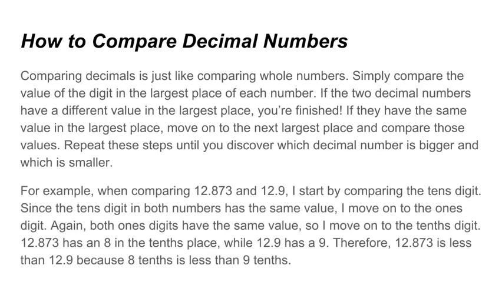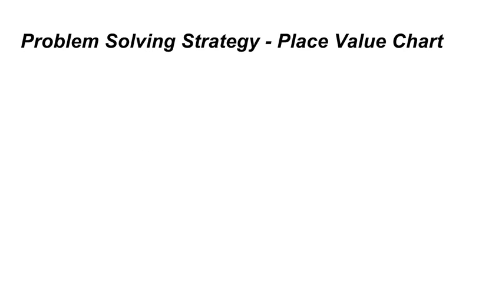For example, when comparing 12 and 873 thousandths to 12 and 9/10ths, I start by comparing the tens digit. Since the tens digit in both numbers has the same value, in this case it's 1 ten, I move on to the ones digit. Again, both ones digits have the same value, in this case 2 ones, so I move on to the tenths digit. 12 and 873 thousandths has an 8 in the tenths place, while 12 and 9/10ths has a 9. Therefore, 12 and 873 thousandths is less than 12 and 9/10ths, because 8/10ths is less than 9/10ths.